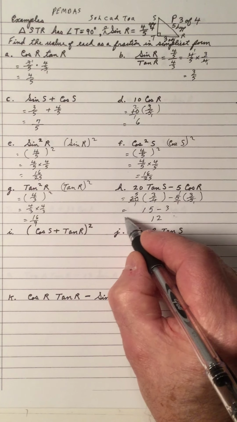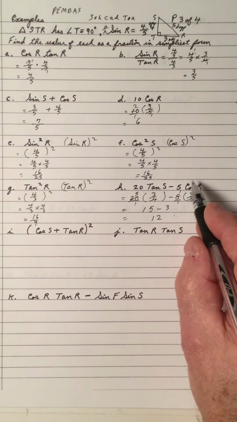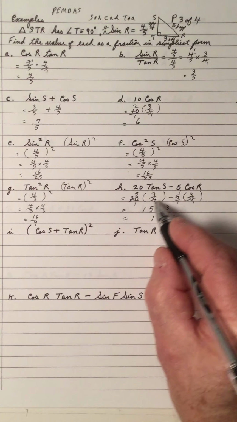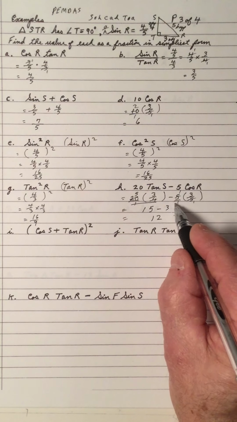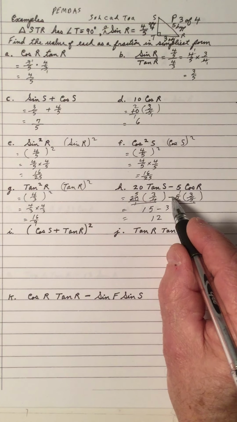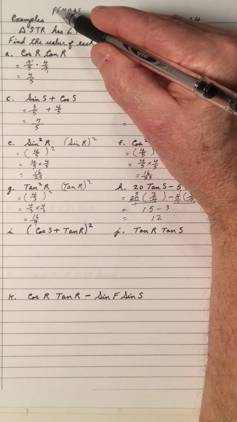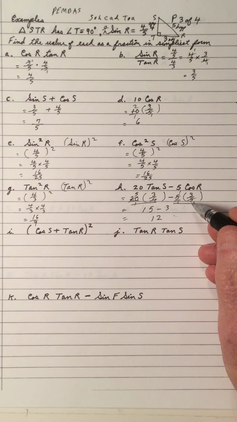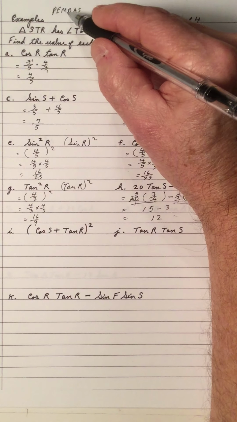And so notice, when I did this, I filled in tan s and cos s. And remember, the order of operations here is that I have to multiply this one and this one before I subtract, because of PEMDAS, P-E-M-D-A-S. Inside the brackets, I don't have to do anything. There's no powers. So I have to multiply these two before I subtract by the order of operations.